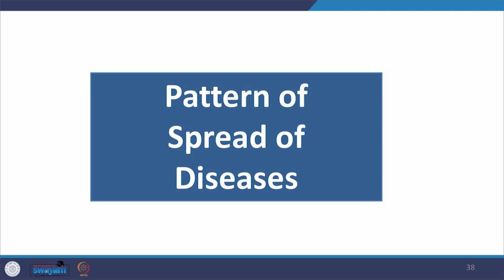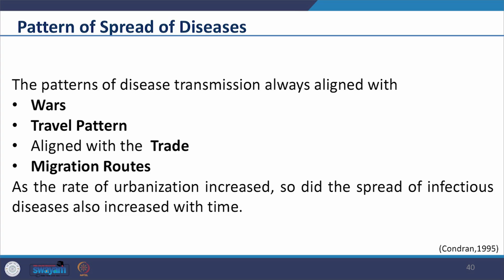Now let us look at the pattern of spread of diseases. The patterns of disease transmission we may see here were always aligned with the wars, how people travel, and aligned with the trade and the migration routes. As the rate of urbanization increased, so did the spread of infectious diseases with time. This again indicates the prevalence of the political and economic theory.